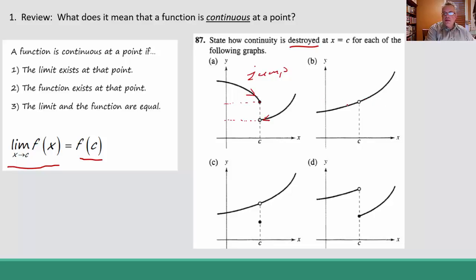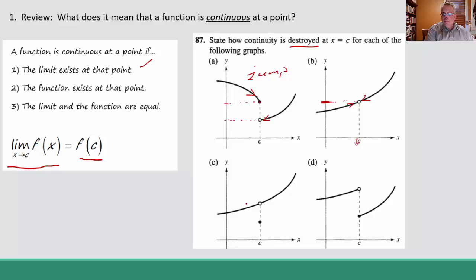Okay, next example. The limit certainly exists from the left and from the right. As we approach c, the value of the function approaches this value of y right there. So the limit exists. Number one is true, but the second one is false. The function doesn't exist at the point. It just has a hole there. The function is not defined to be anything at c. It has no value there. So that's why continuity is destroyed for that one.